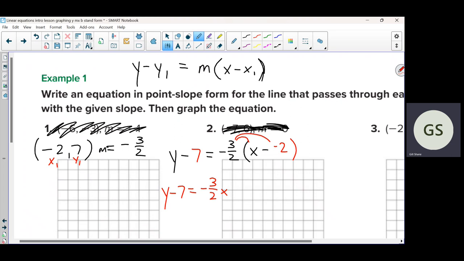Does anybody remember keep, change, flip way back in the day? This is that situation. You keep the X, you change the negative to a positive, and you flip the sign also to positive. So X subtract negative 2 becomes X plus 2. Now I'm multiplying a negative times a positive, which will still be negative, so it's going to be a subtraction sign. Negative 3/2 times 2 gives me negative 3.